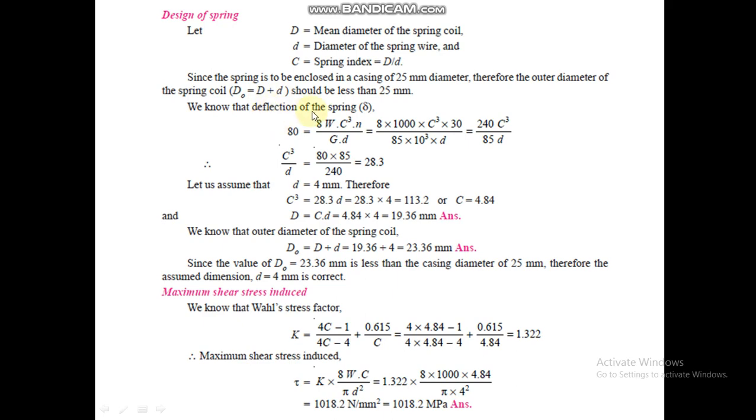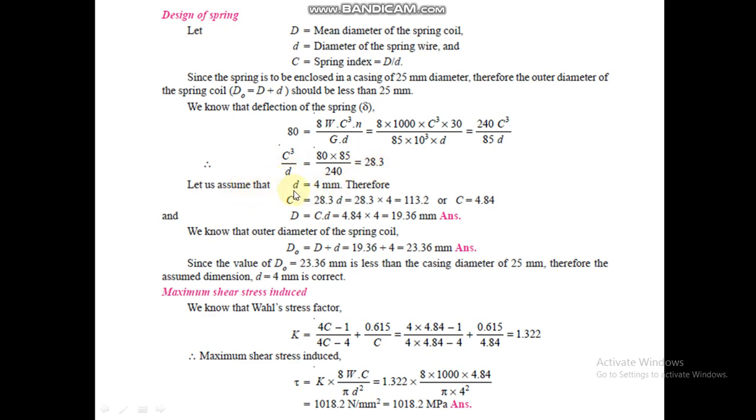We know the deflection of the spring, so apply the formula: 80, that is the deflection given to us, equals 8WC cube N by G d. We put the values that are given to us. C is not given to us, d is not given to us, so we will get this relation: C cube by d is equal to 28.3. So now we have to do hit and trial.